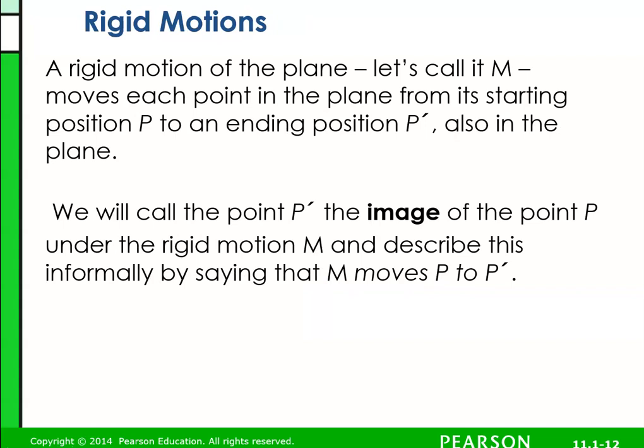A rigid motion of the plane, let's call it M, moves each point in the plane from its starting position P to an ending position P prime, also in the plane. We will call that point P prime the image of P. You could either say P prime or the image of P under the rigid motion M, and describe this informally by saying that M moves P to P prime, or P to the image of P. I'm okay with either way you say that.